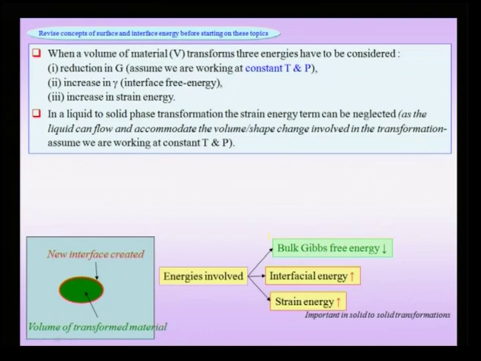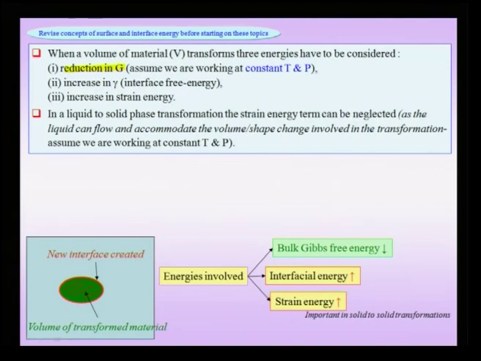ask the question: suppose I have a volume of material V, like for instance in the diagram below I have here a region which is marked in green, which I will shade now. Suppose I consider a volume of material V which is transforming, then what are the changes in the energies I need to talk about? Of course, if I am assuming that this volume wants to transform, that means at constant temperature and pressure the Gibbs free energy must reduce.